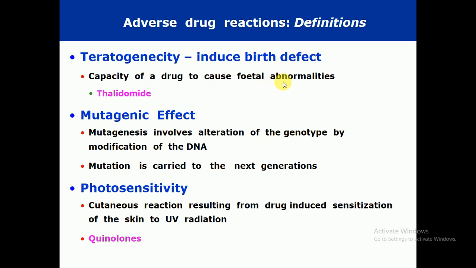of a drug to cause fetal abnormalities, for example thalidomide. Due to use of this drug, there may be a teratogenic effect, with developmental abnormality. The second one is mutagenic effect. Mutagenesis involves the alteration of the genotype by modification of the DNA, so the mutation is carried to the next generation. Mutagenic effect is also another form of adverse drug reaction which may occur due to use of a drug.